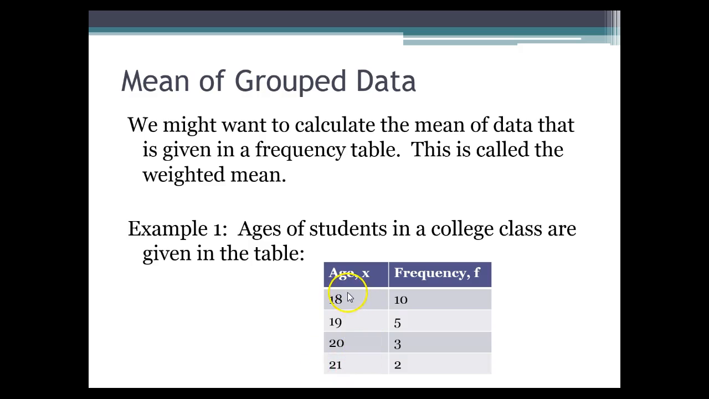People want to take a look at this and say, well, that's 18 plus 19 plus 20 plus 21. Add those together, divide by 4. The average, or the mean, is 19.5. But we can't do that for this example. That's because we've got more 18-year-olds than 19-year-olds, more 19-year-olds than 20-year-olds, and more than that of 21-year-olds. So we need something to take that into account. Okay, so we need to take into account the fact that not all of these should be weighted the same.